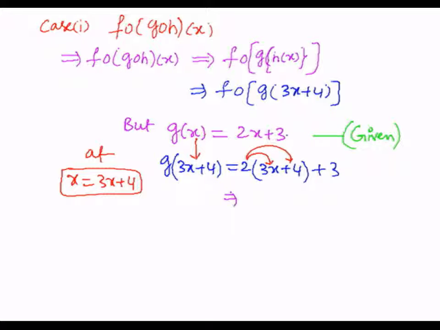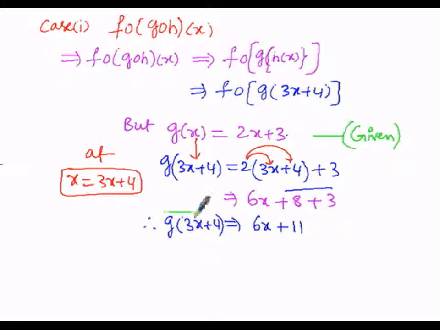Then the next logical step will be 2 into 3x is 6x, plus 2 fours is 8, then this plus 3 must be copied as it is. Further, x is only 1 term, so there is no other like term, but these two are like terms, that are constants. Let us simplify these two: plus of plus is plus, so we add up 8 plus 3 is 11. Among 8 and 3, 8 is greater than 3, and the sign of 8 is positive, therefore 11 has a positive sign. So in this manner, g of 3x plus 4 is 6x plus 11.